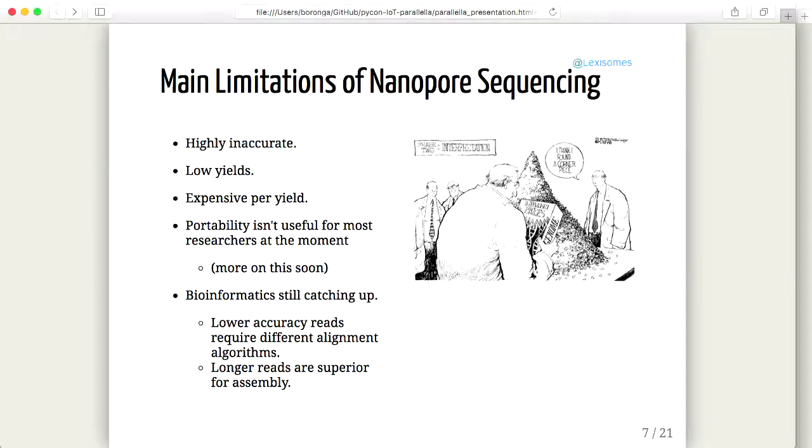So per yield, it's also very expensive. And as we'll discuss soon, the portability of this sequencing machine isn't that useful at the moment. And the bioinformatics is still catching up. The bioinformatics around analysing this data was always focused on Illumina because that's all there was. And Illumina's reads are a bit shorter, but they're also much more accurate.